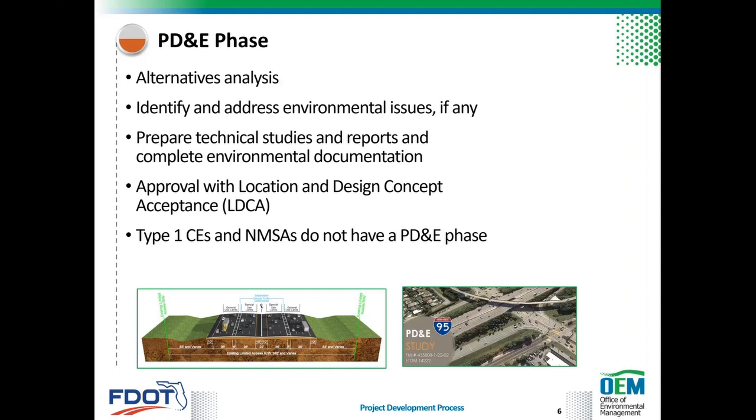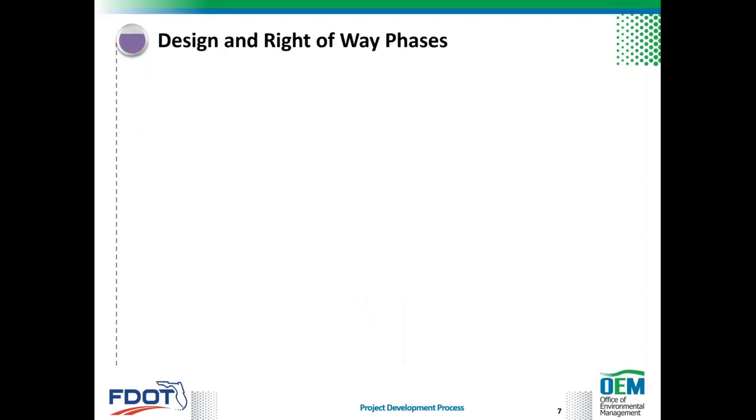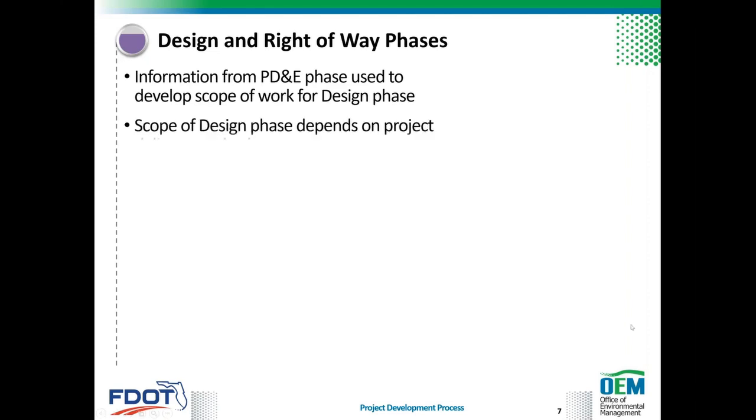FDOT projects that are Type 1 categorical exclusions, or CE, or non-major state actions do not have a PD&E phase. The environmental evaluation for Type 1 CEs and non-major state actions, or NMSAs, is performed and approved by the District Environmental Office during the design phase. Now, information obtained during the PD&E phase is used to develop the scope of work for the design phase. So next is the design and right-of-way phases.